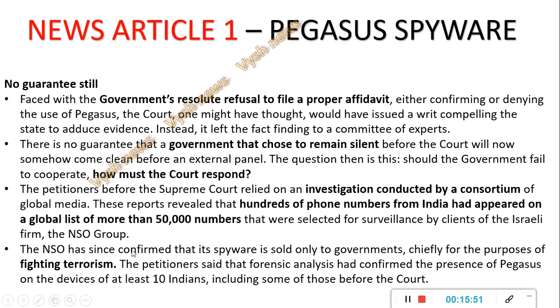Now the NSO people are coming out and saying that we are doing it for security reasons, for fighting terrorism. We are actually selling it to governments, and they are accepting it.